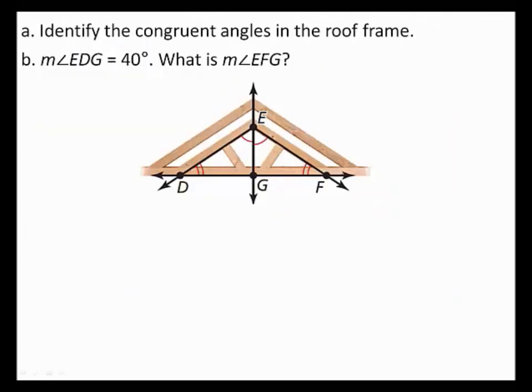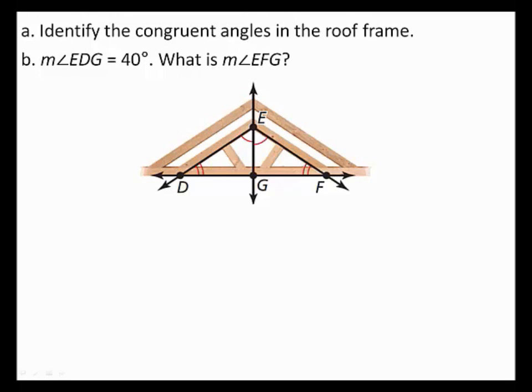A. Identify the congruent angles in the roof frame, and B. The measure of angle EDG equals 40 degrees. What is the measure of angle EFG? In diagrams, matching arcs indicate congruent angles.